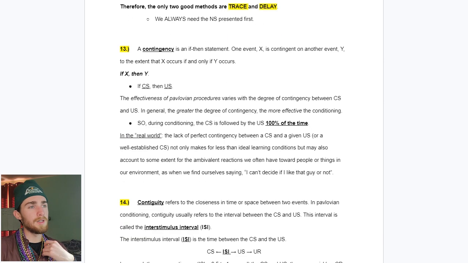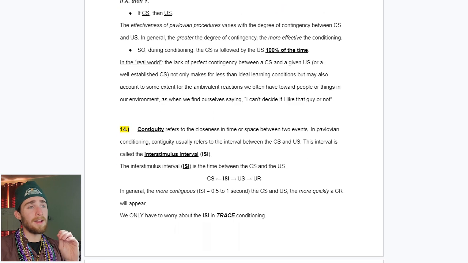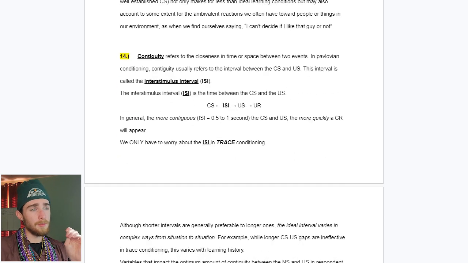All right. Contingency. Yes, contingency is an if-then statement. If X, then Y. We've talked about this in previous units, so just know that during classical conditioning, the conditioned stimulus is followed by the unconditioned stimulus 100% of the time. So the greater the degree of contingency, the more effective the conditioning. There's some stuff there you can read about how this applies in the real world, but I'm going to move right along to contiguity. All right, contiguity refers to the closeness in time or space between 2 events.